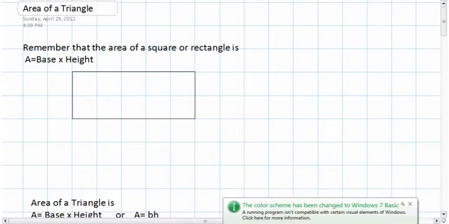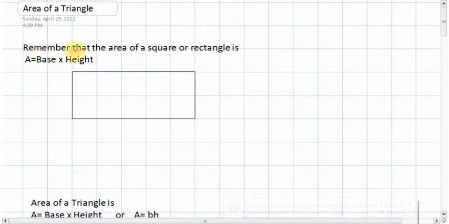Okay, next lesson is area of a triangle, which is actually quite similar to what we just did with the area of a square rectangle. Just remember that area of a square rectangle is base times height. So, we got to think, what is the difference between a triangle and a square rectangle? How do you turn a rectangle or square into a triangle?